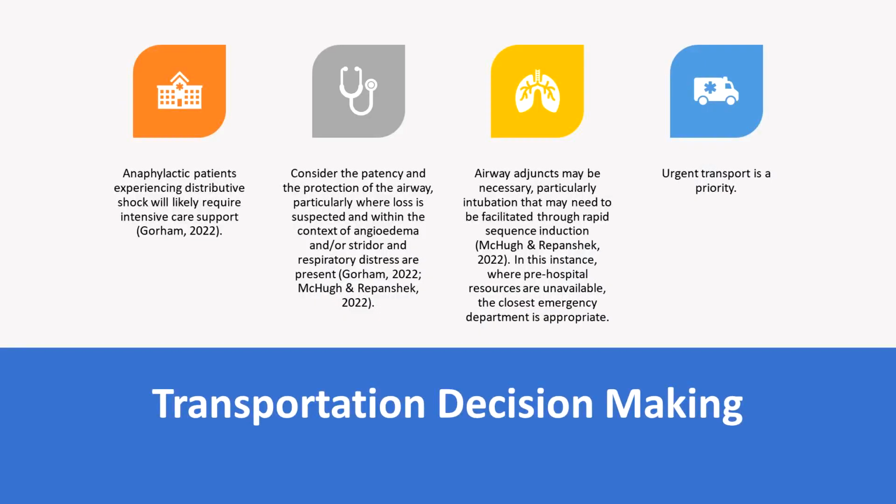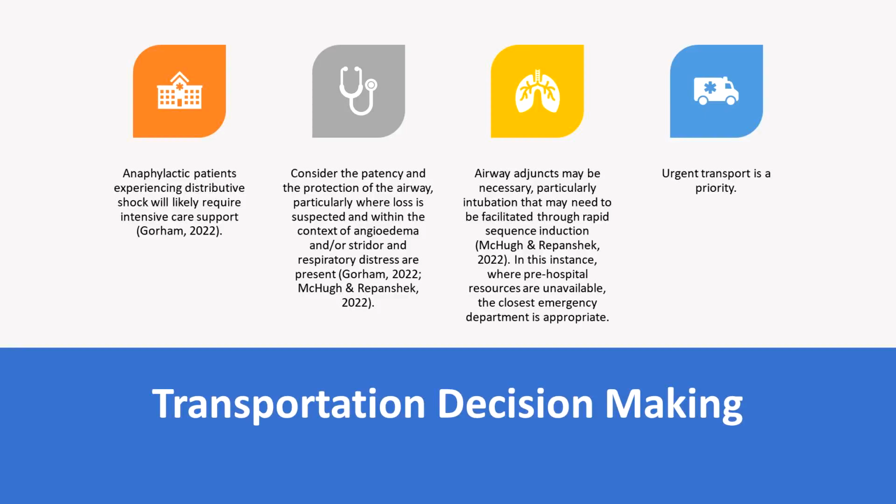So our transport decision making. Anaphylactic patients experiencing distributive shock will likely require intensive care support. Hospitals that offer these services are going to be desired. However, we must consider the patency and protection of the patient's airway, particularly where loss is suspected within the context of angioedema and/or stridor, and where respiratory distress is present.